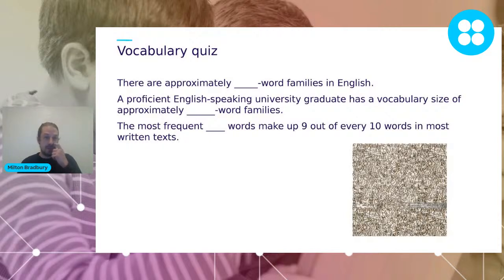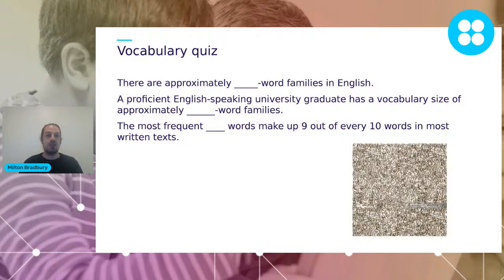Number 2, a proficient English-speaking university graduate has a vocabulary size of approximately blank word families. So the first question is the total amount of word families, and the second question is a C2 level student, somebody who has graduated from university, how many word families should he or she know? And the final question, again, write your answer in the chat.